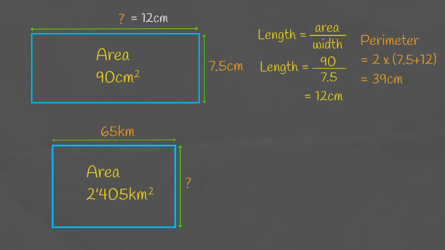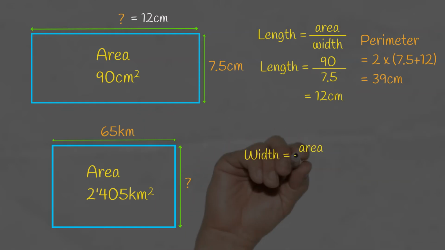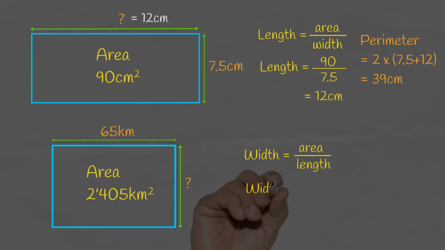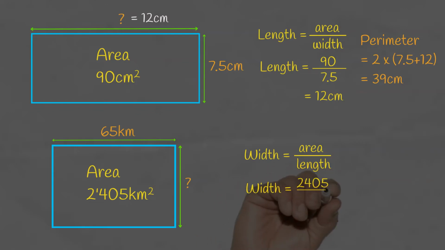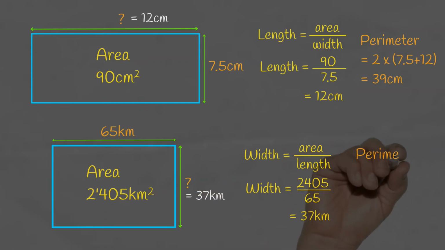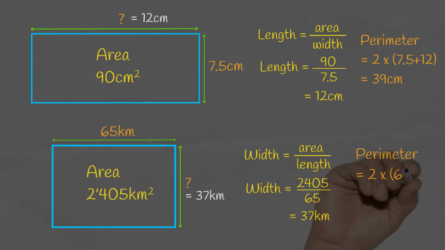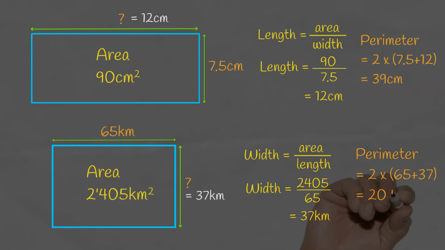And again, for the bottom rectangle, the units are also consistent because the length is in kilometres and the area is in kilometres squared, so we don't need to worry about changing any units. And we know that width is area divided by length, so the width in this case is 2,405 divided by 65, so that equals 37 kilometres. And now we can work out the perimeter because we have the length of every side, so that is equal to 2 times 65 plus 37, which is equal to 204 kilometres.